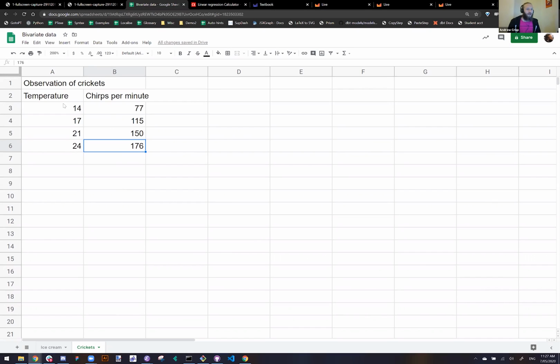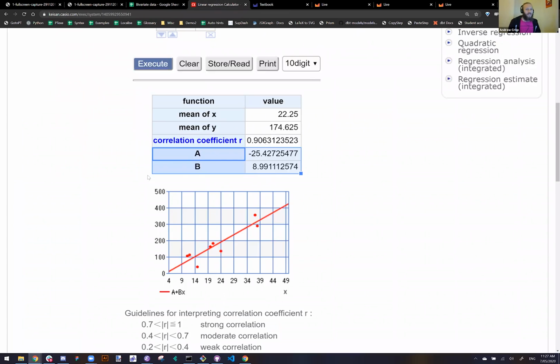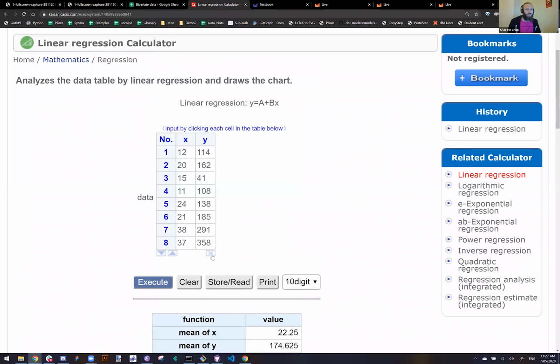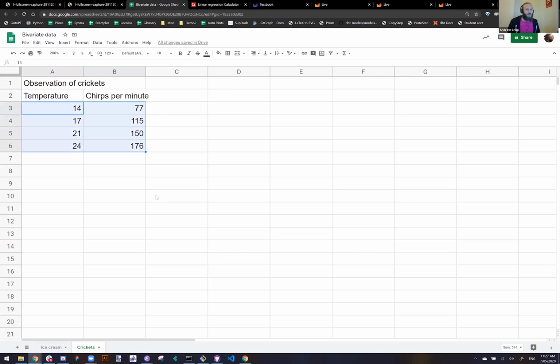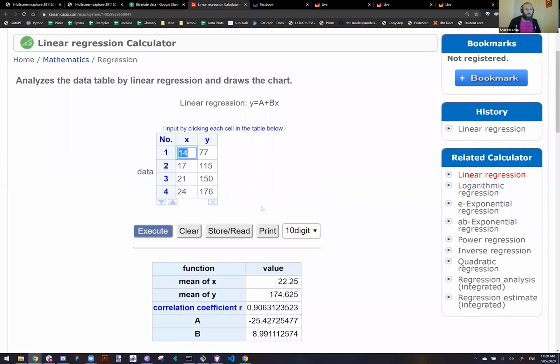Okay, I want to see if I can make some predictions. So in order to do that, I'm going to go back to my same calculator that I was at before. I'm going to clear my old input, and I'm going to copy this new data, copy, and paste it into here. Paste. And then click execute.